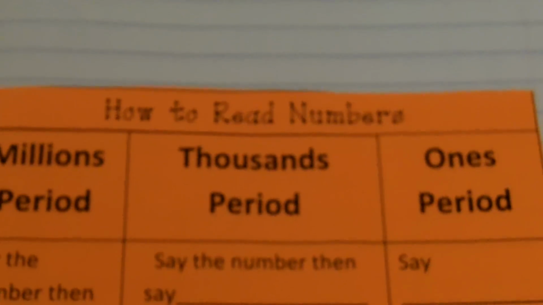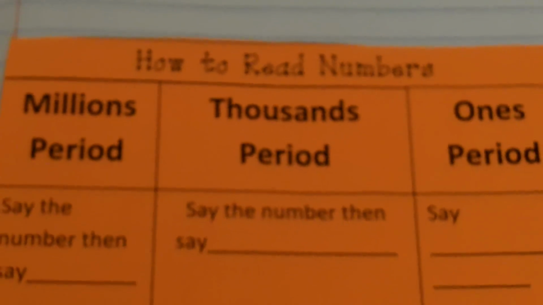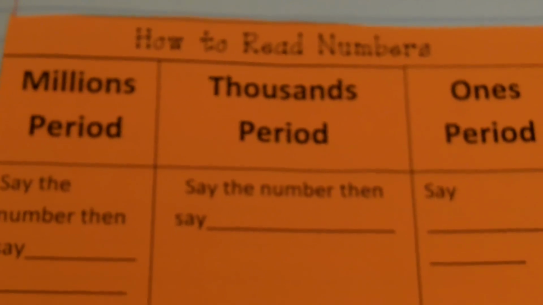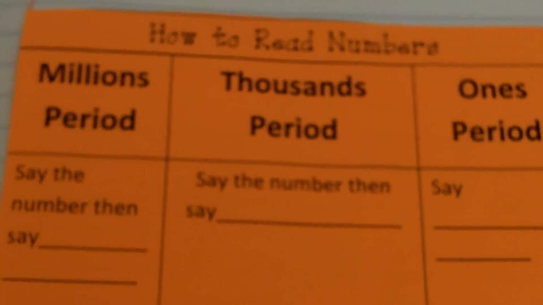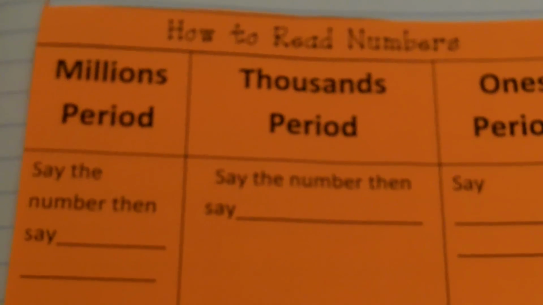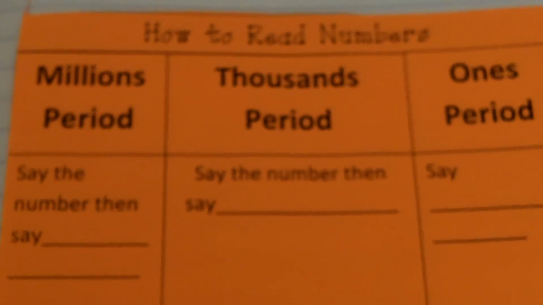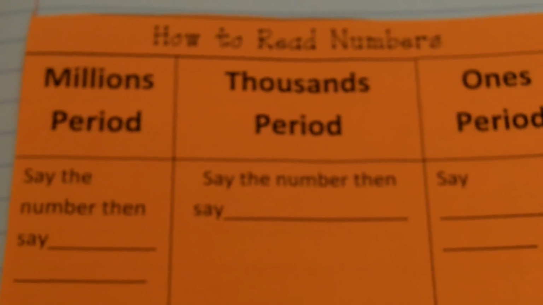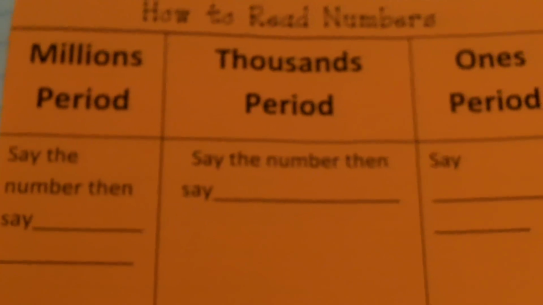You're going to notice that when we talk about 9-digit numbers, which is what we do in 4th grade, we have 3 periods. We have the ones period, the thousands period, and the millions period. When you get to the back table, we're going to talk about how we say these numbers and what the place values are. But for now, we're going to fill in how we would read these numbers.